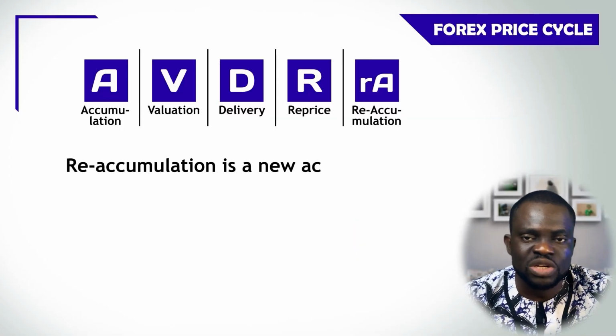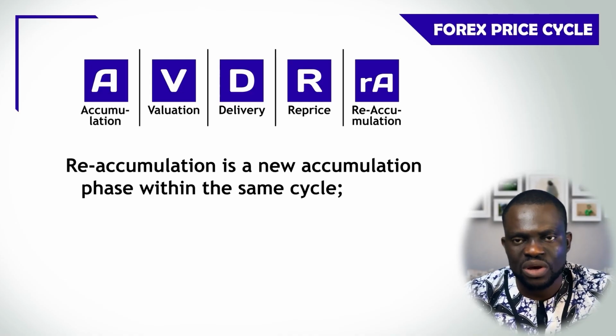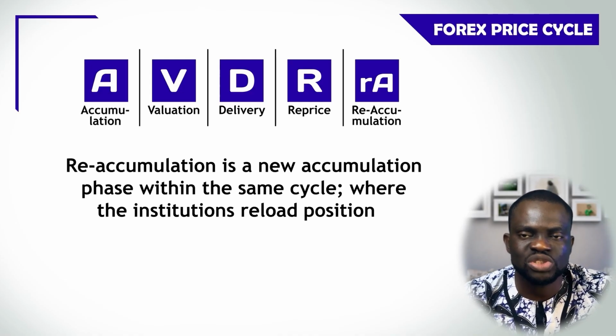This is a new accumulation phase within the same cycle, where the institutions reload positions. Reaccumulation happens at the midpoint of the time cycle, so it is time dependent. Accumulation begins the evaluation phase, while reaccumulation begins the reevaluation phase of the time cycle. The positioning in this phase is significantly lower in volume compared to the accumulation phase. The reaccumulation phase can lead to continuation or reversal depending on the positions accumulated.